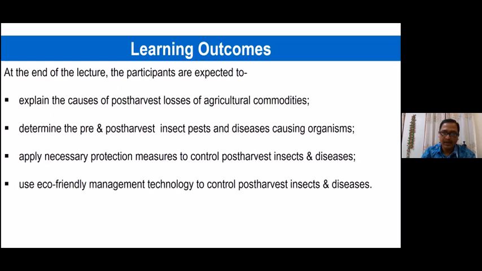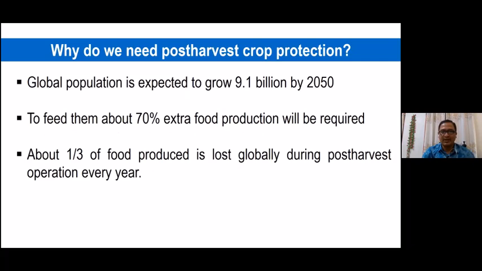Then, why do we need post-harvest crop protection? This is the burning issue in world agriculture, because the global population is expected to rise over 9 billion by 2050. Therefore, we need to feed them, and for that we may need more than 70% extra food production. Therefore, we need to keep the food safe. About 1/3 of food produced is lost globally from post-harvest operations every year. So if we keep them from post-harvest loss, then we can feed the ever-growing extra population in the world.